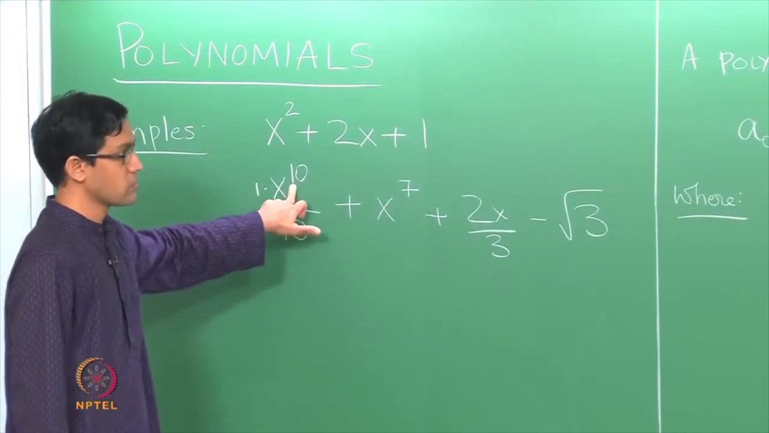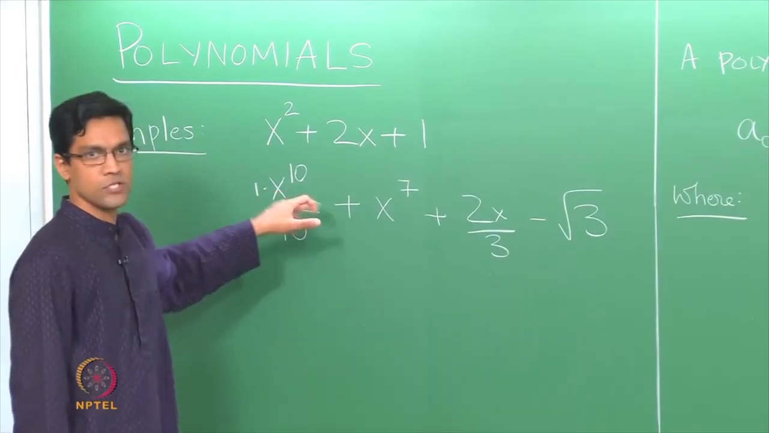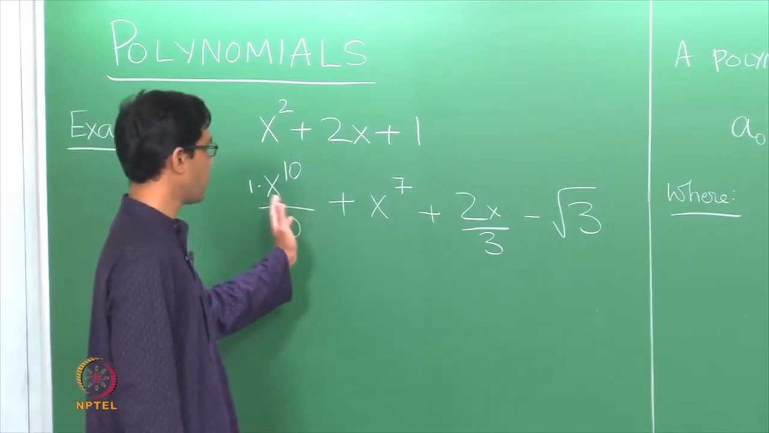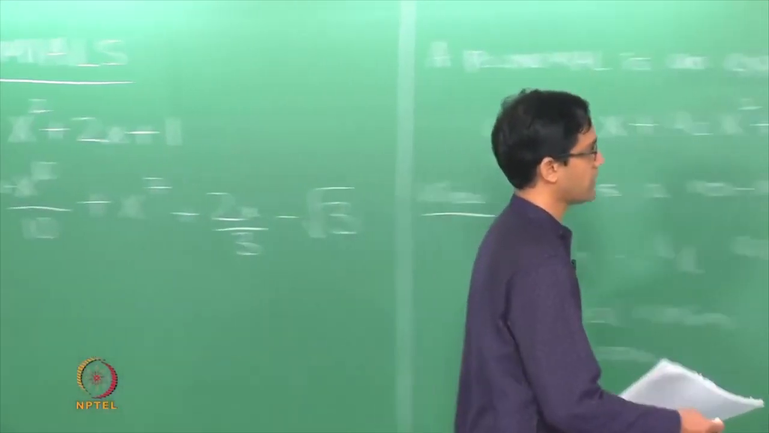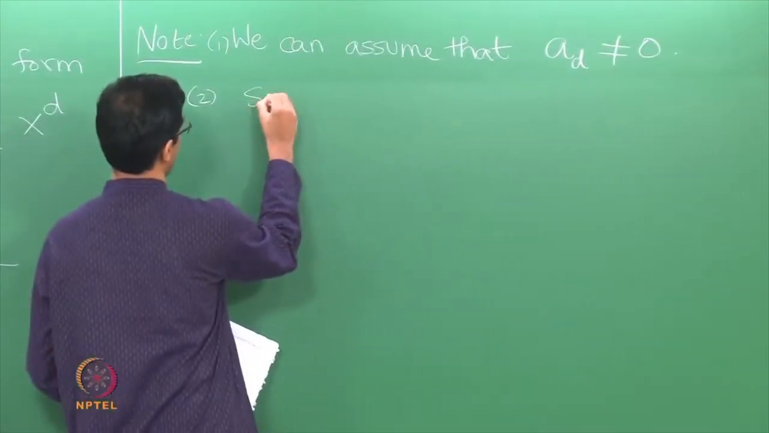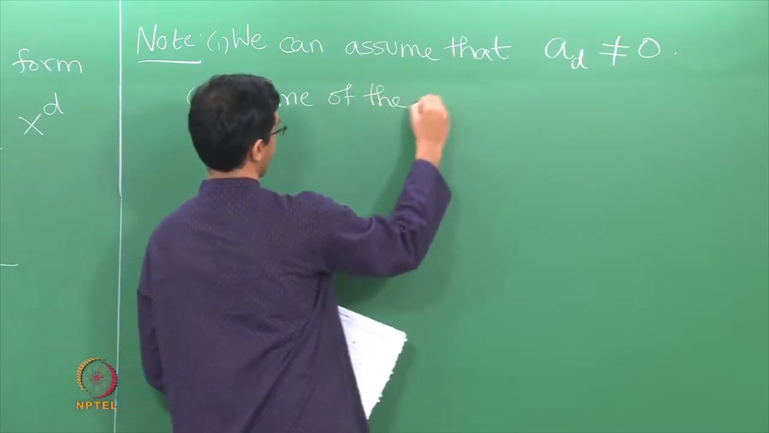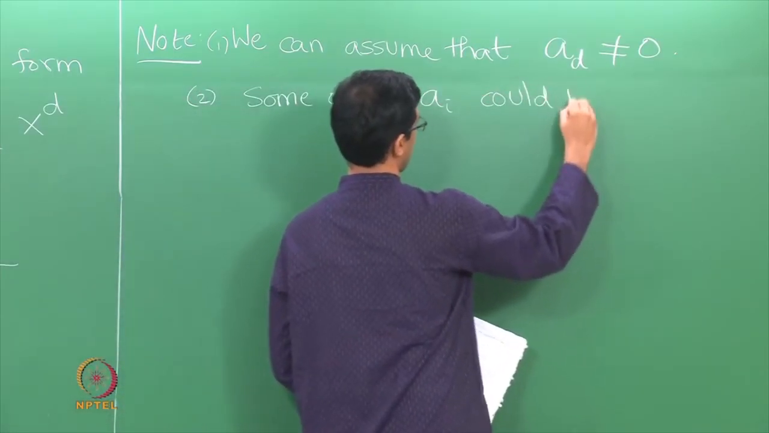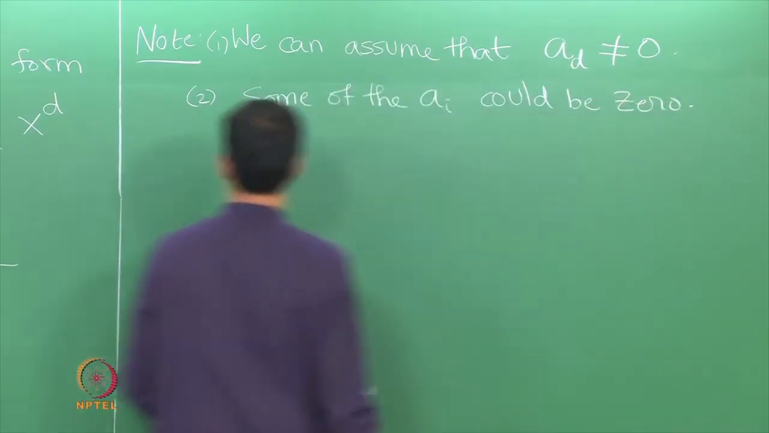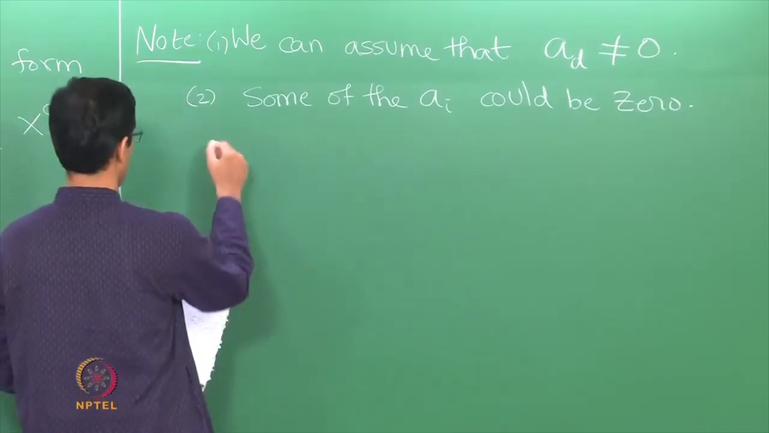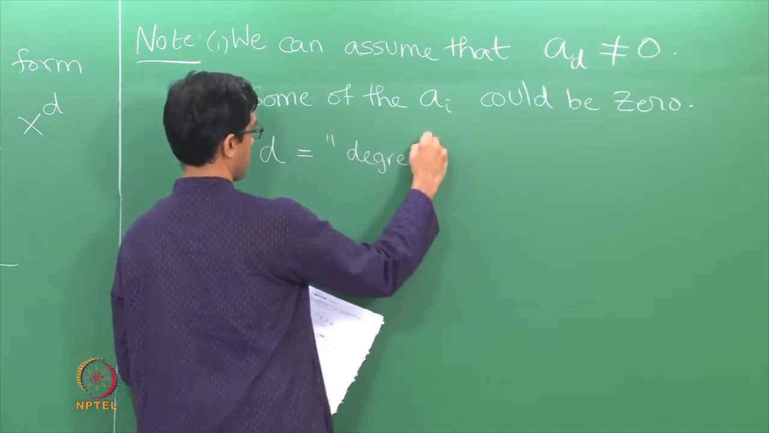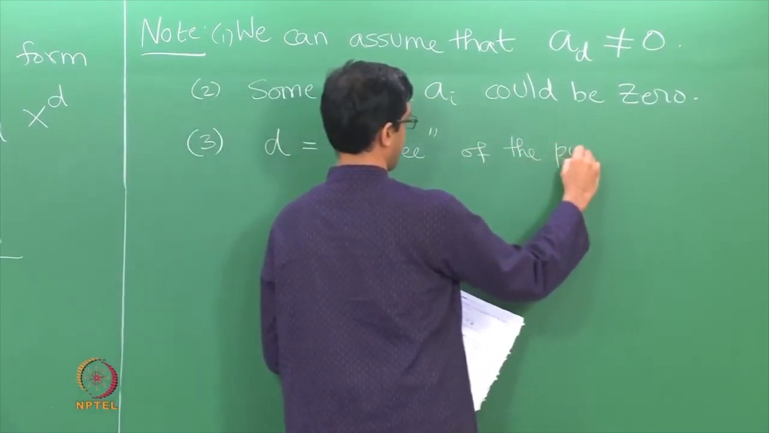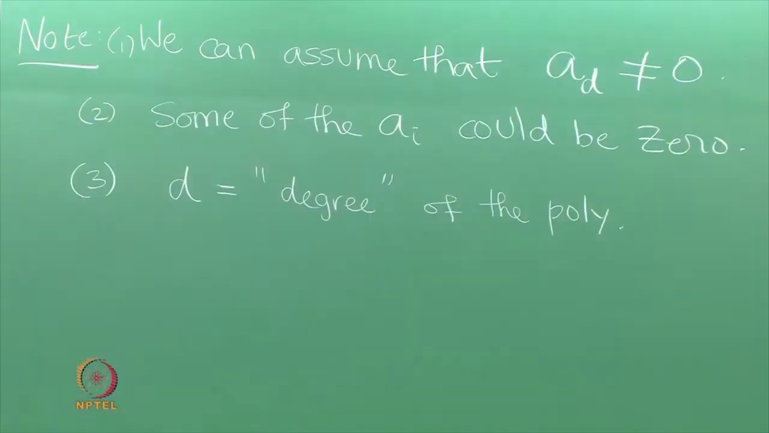For instance, in the second example here, this number d is called the degree. d is 10 because it's the largest power of x which appears, but you don't really have all powers of x appearing. You don't have x^9, you don't have x^8 and so on. So some of the other ai's could be 0. There's no problem with that. The terminology d is what's called the degree of this polynomial. It's the largest power of x which appears.